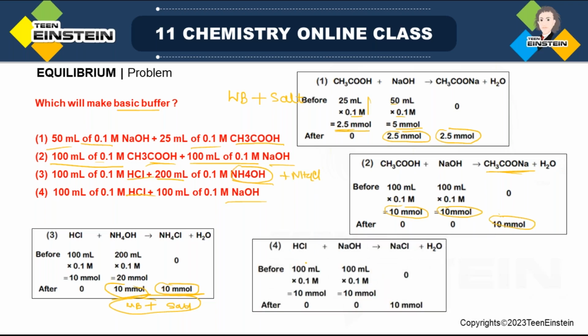And the last one, it is 10 millimole, 10 millimole. So it is neutralization. Even if it is not 10 millimole, 10 millimole, as both are strong, how can we get a buffer, right?